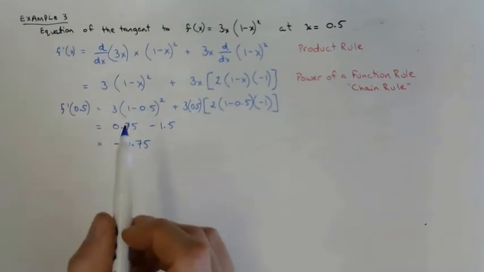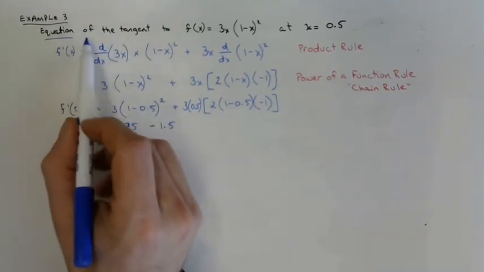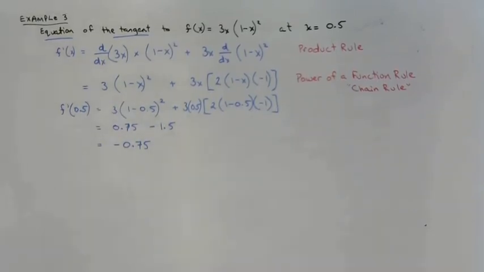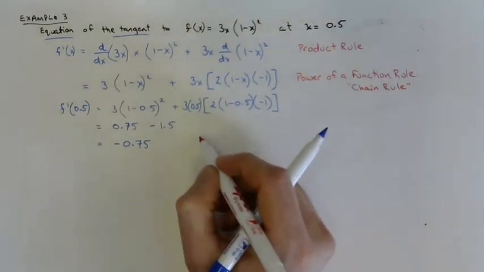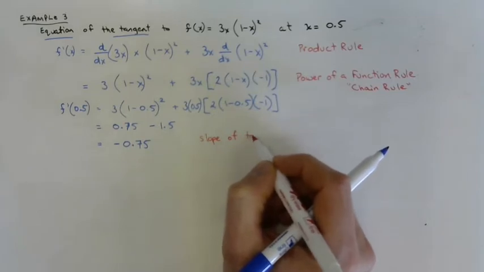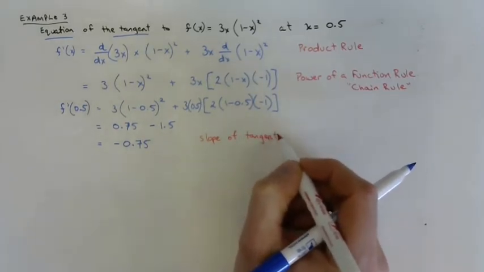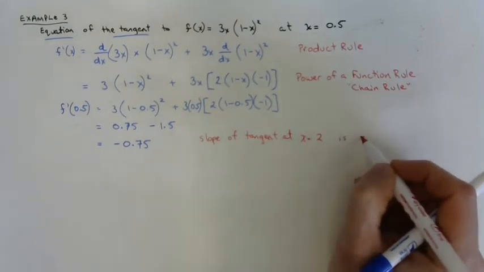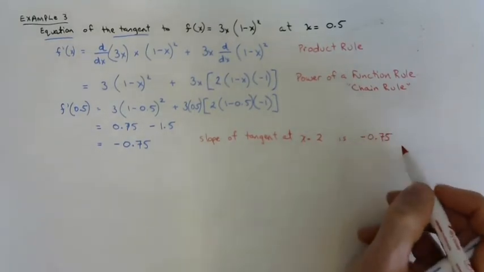Okay, we have the slope. We're going for the equation of a tangent, so the next thing we need is a tangent point. So this is the slope of the tangent at x equals 0.5, which is negative 0.75. Keep that information.